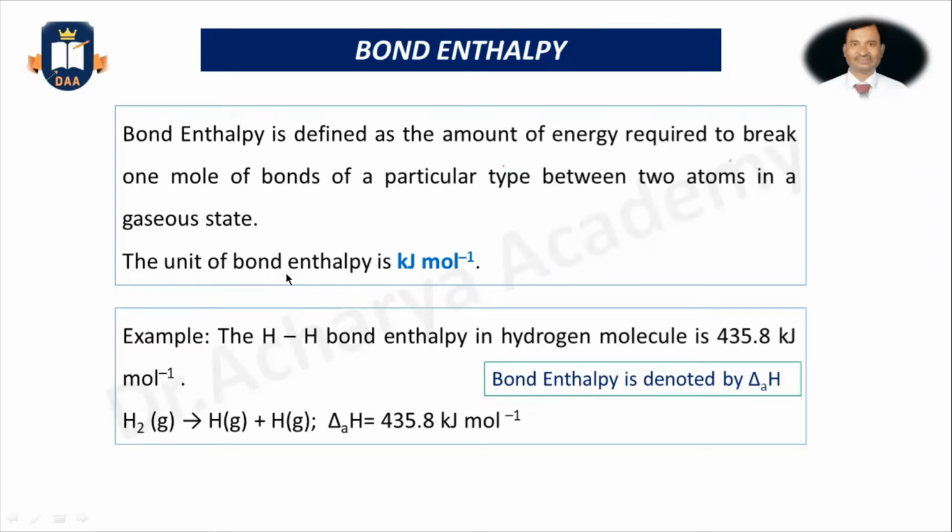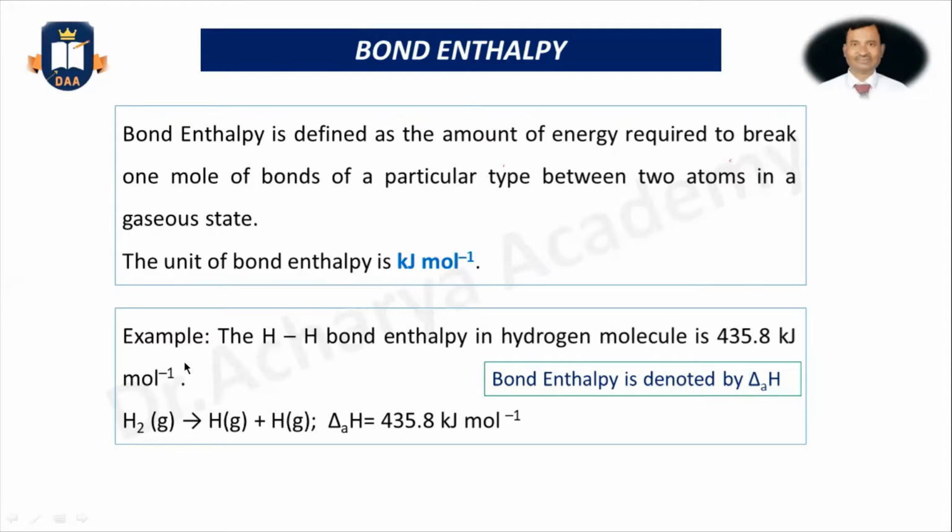The unit of bond enthalpy is kilojoule per mole. We usually write it as kJ mol superscript -1. Now, an example.